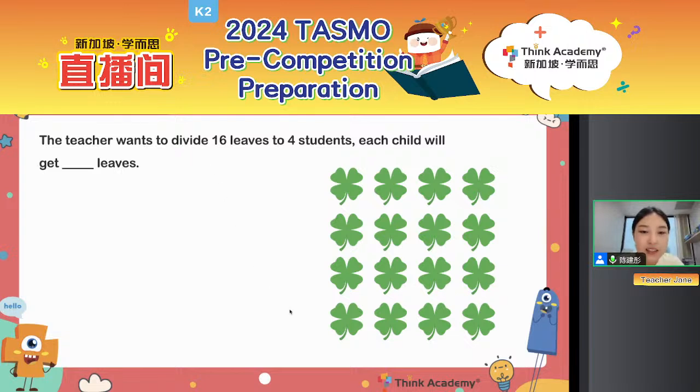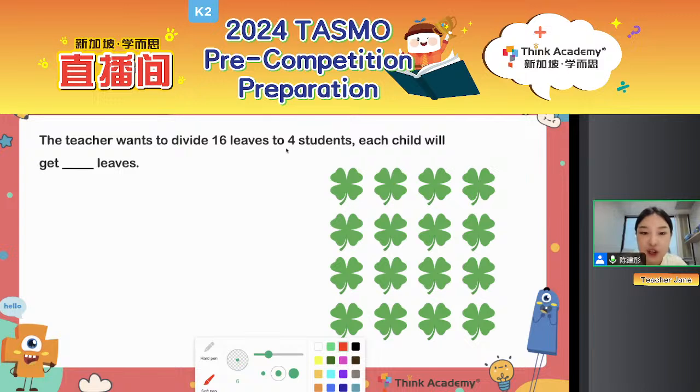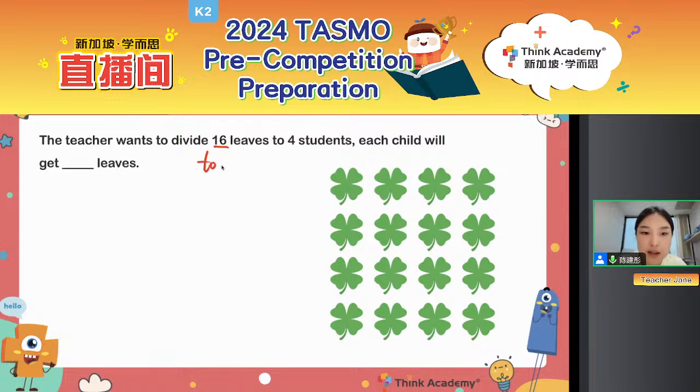Teacher wants to divide 16 leaves to 4 students. Each child will get how many leaves? As for this question, how can we do this? We can see this time we want to share 16 leaves. This is the total amount, right? And to 4 students. So it means that we want to have 4 equal groups, right? So this time we want to see each child will get how many leaves.